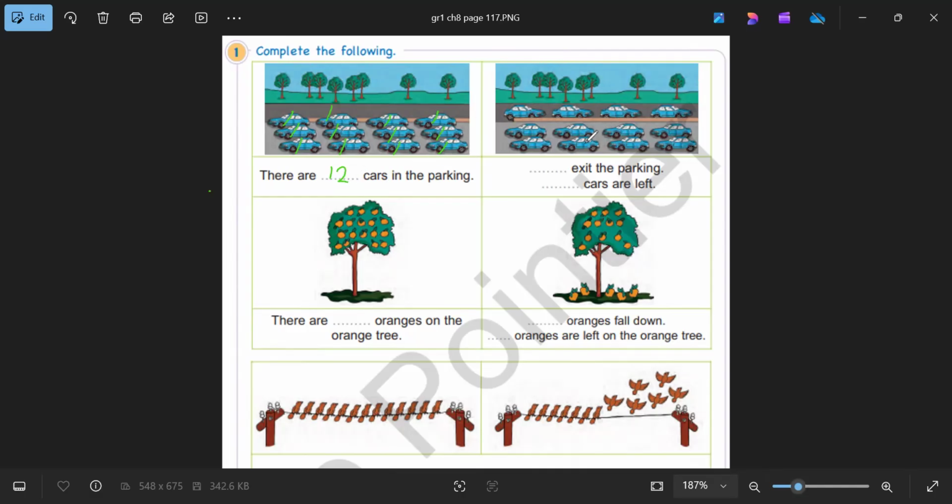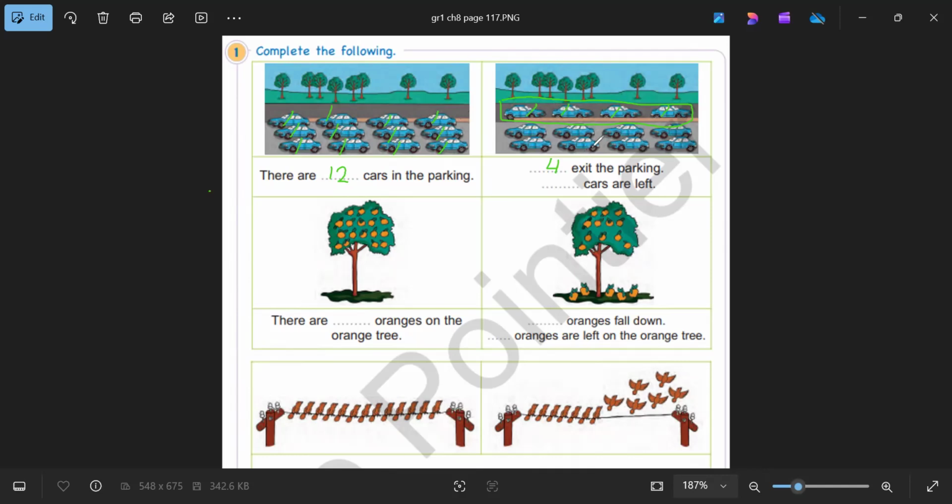Let's move to the second picture. Here we have exit the parking. How many cars exit the parking and how many cars are left in the parking space, okay? As you can see, these are the cars that exit the parking, okay? Because they changed their way, their direction. Let's count them. 1, 2, 3, 4. Great. So 4 cars exit the parking. Here we had 12. 4 of them left, exit the parking.